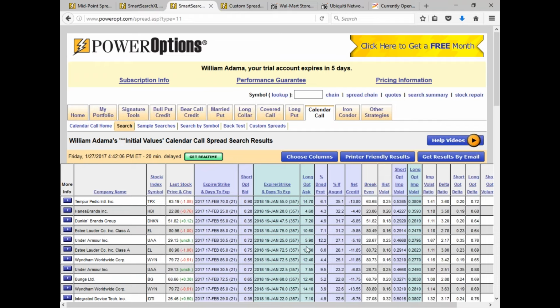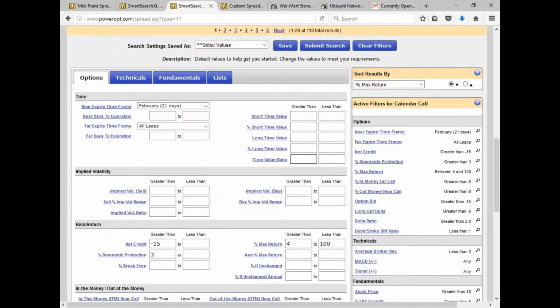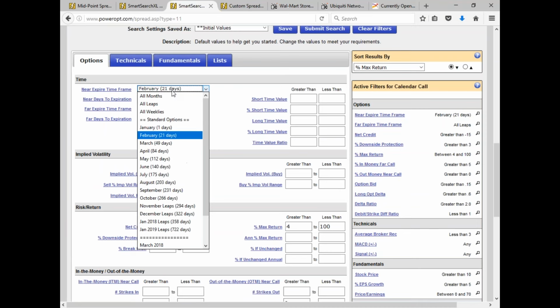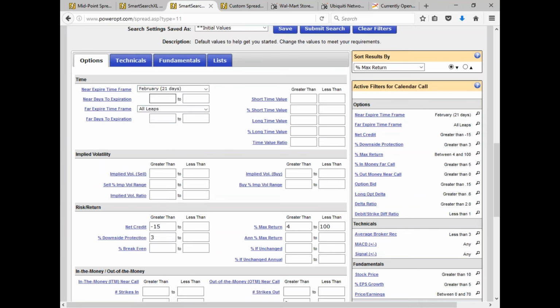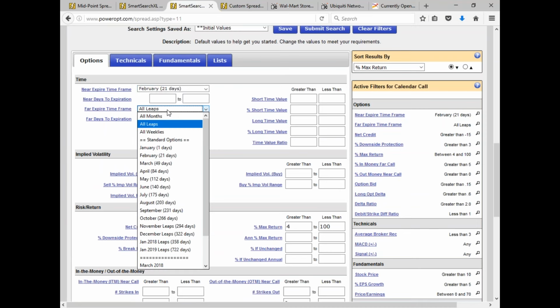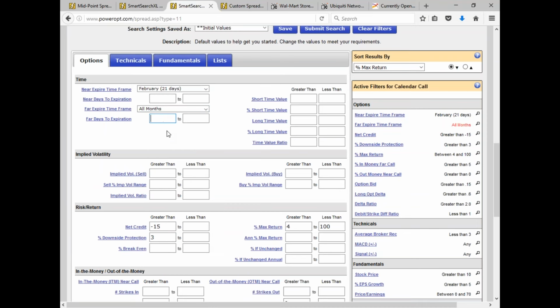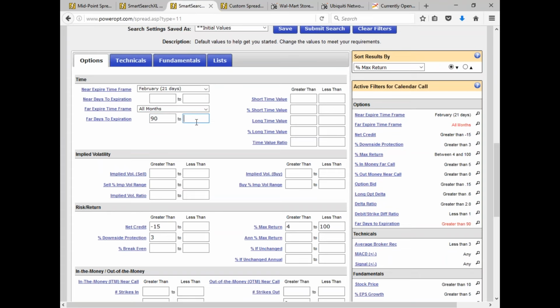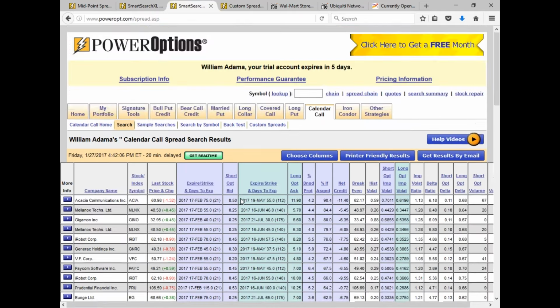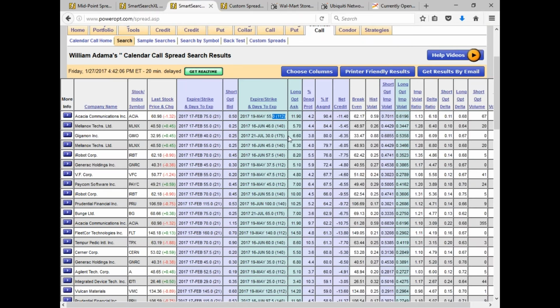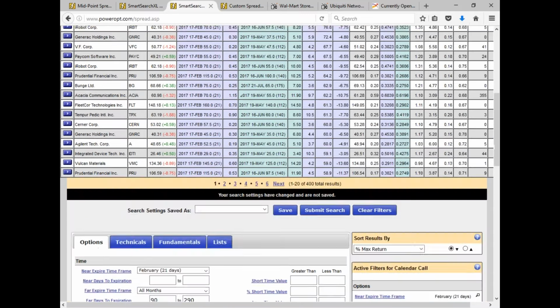On the calendar spread search, David, let me scroll down below the trades. You want to set your time frame for what you want, of course. This one's just set for standard. If we wanted to go closer in time for our leap or our buy option, let's go all months and let's go 90 to 290 days, for example. Okay, so we'll see some 3-month and 4-month out options against the near-term options.